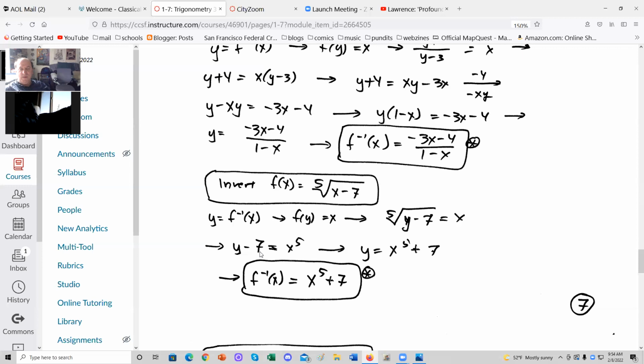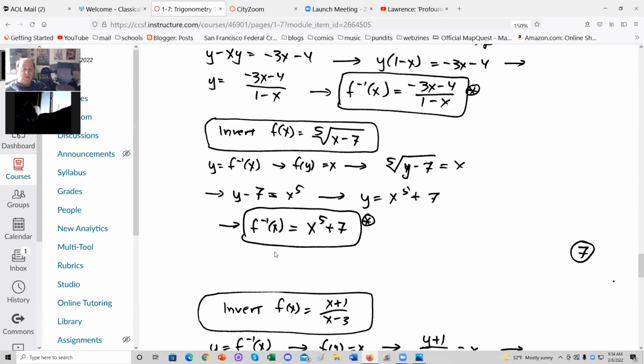Now I'll transpose the 7 by adding it to both sides. So y equals x to the fifth plus 7. So that's your inverse, x to the fifth plus 7. And again, opposite operations in opposite order. Here we subtract 7, then take a fifth root. Here we take a fifth root, then add 7.